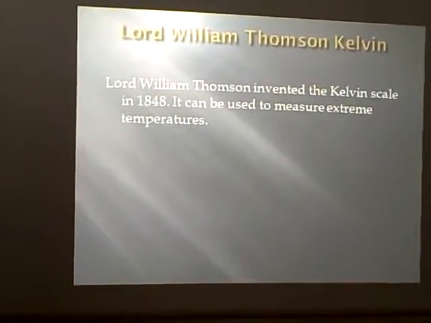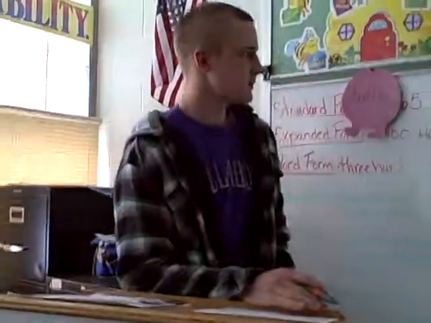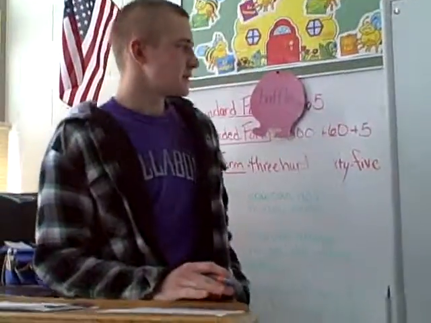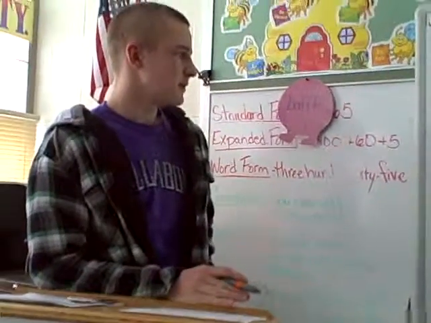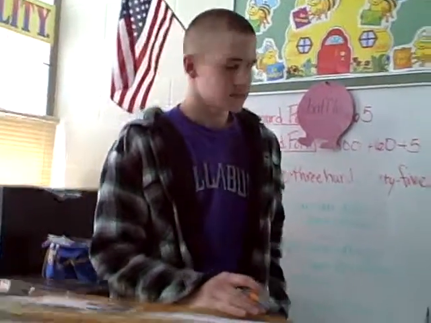Lord William Thomson Kelvin, that's the guy that invented the Kelvin scale in 1848. It can be used to measure extreme temperatures. That's why they changed the scale from the Celsius scale, so that they could measure more extreme temperatures.